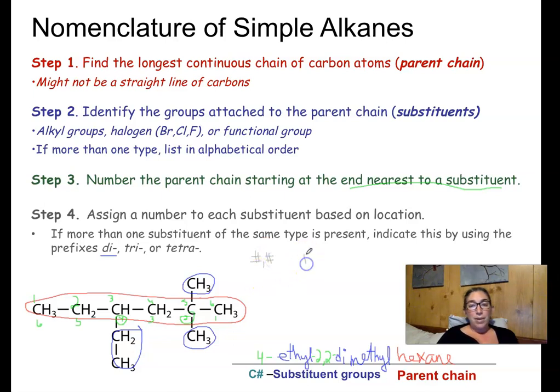And if it's a number followed by a letter, it's a dash. All right, and I'll just put the letter A. So it's 4 dash ethyl, number, dash letter, dash 2, comma 2 dash dimethyl. So we have dashes separating numbers and letters, and we have commas between 2 numbers.